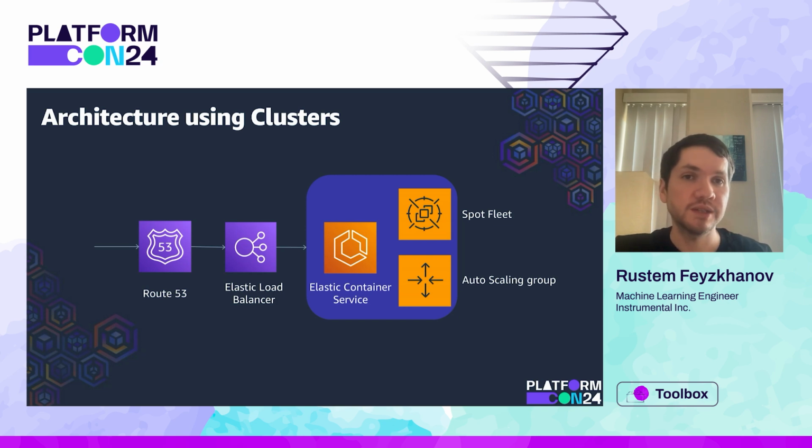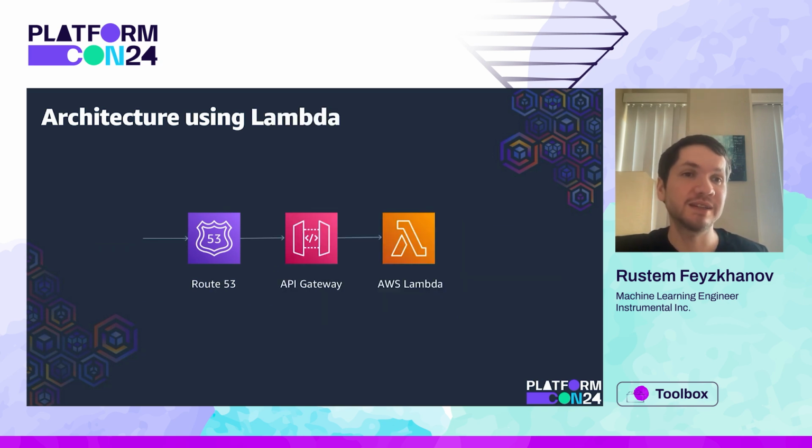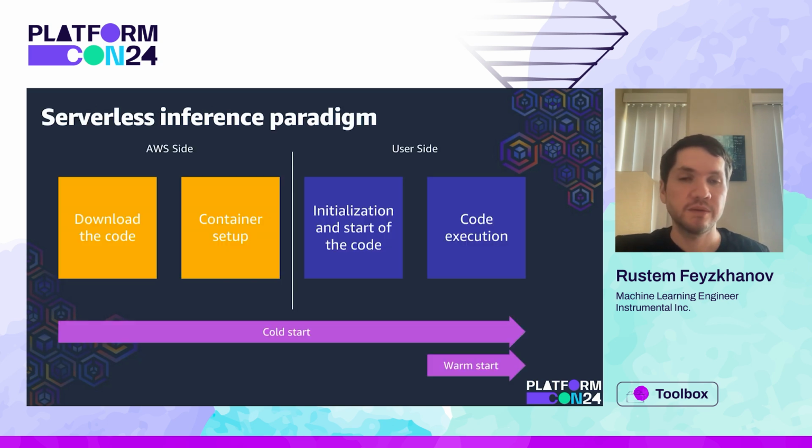The same architecture using AWS Lambda will be significantly simpler. You can see here it is just Route 53, API Gateway, and AWS Lambda. The challenge here is that you need to handle cold starts with AWS Lambda, as you have seen before when we compared different compute services. So what is cold start?